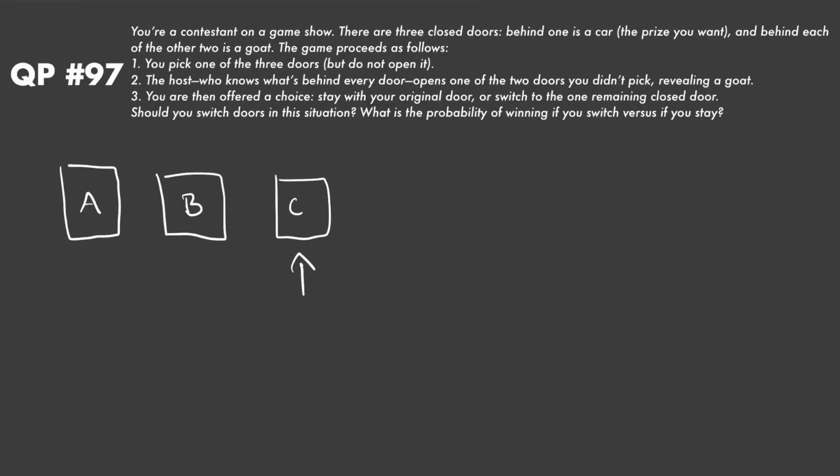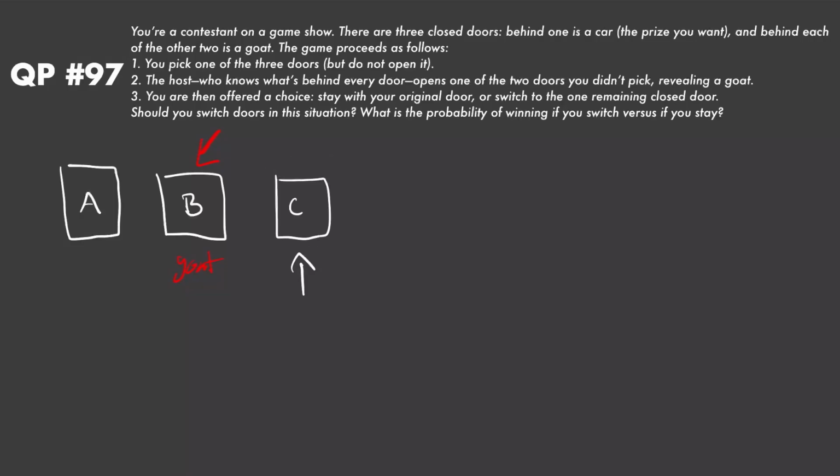Then the host, who knows what's behind every door, opens one of the doors I didn't pick, so he's either going to open A or B. And what he reveals will always be one of the goats. So let's just say in this example he revealed door B and it's a goat. And now it gives us the option to switch to door A to try and find the car, or we can stay with door C. So which option gives us the higher chance of winning?